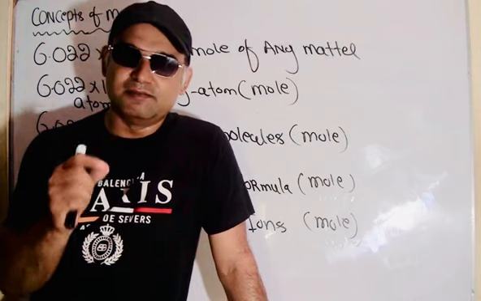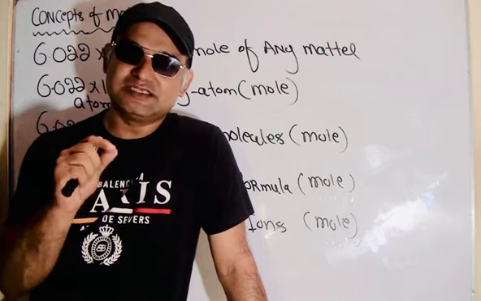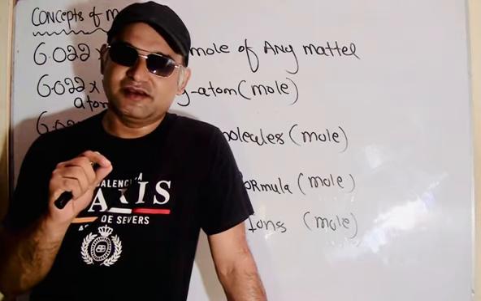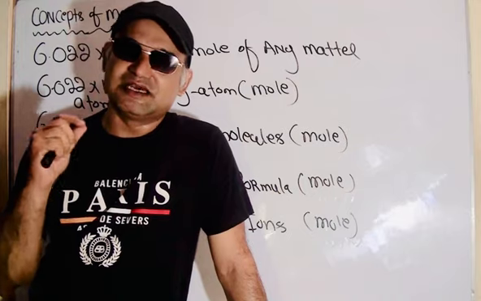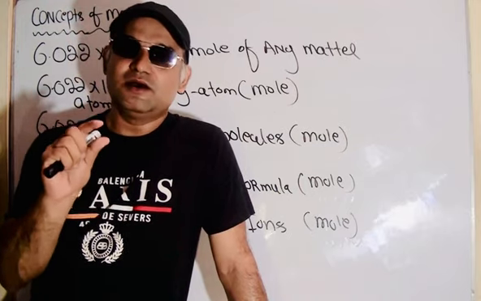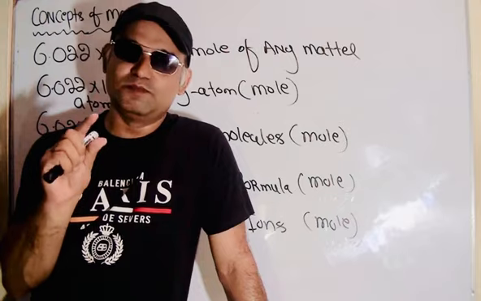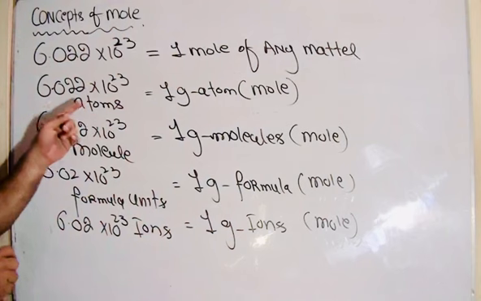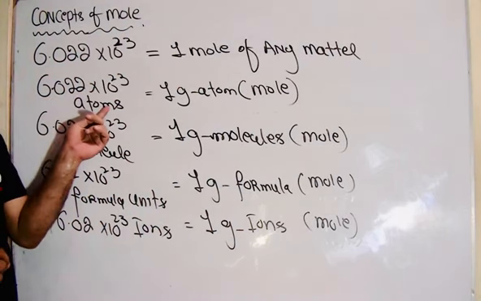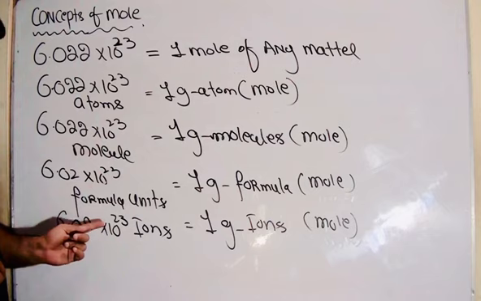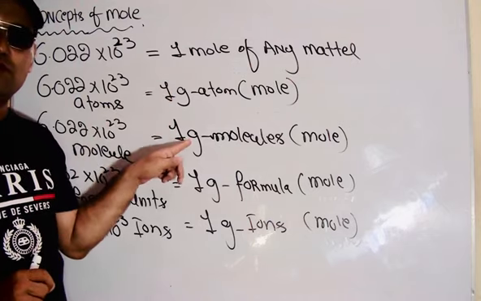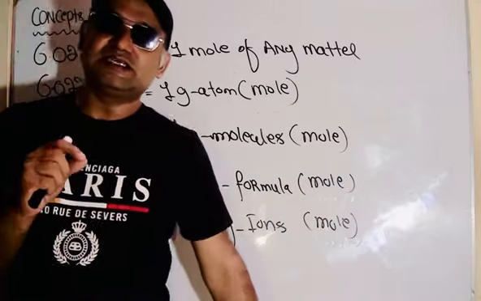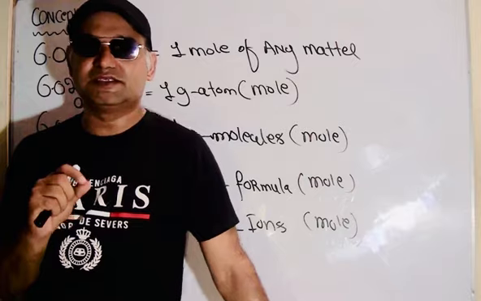If the number of particles is equal to 6.022 into 10 to the raised power 23, whether they are atoms, molecules, ions or formula units, this number always explains 1 mole of any substance. You can say 6.02 into 10 to the power 23 atoms, molecules, ions or formula units is always equal to 1 mole. Now let's talk about the concluding points.